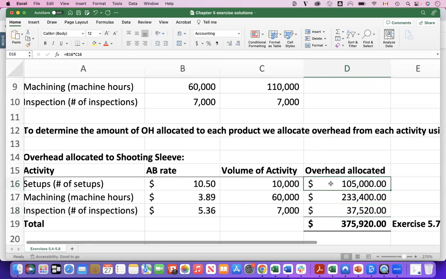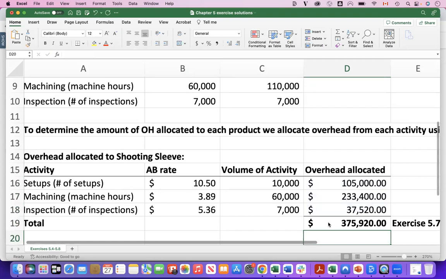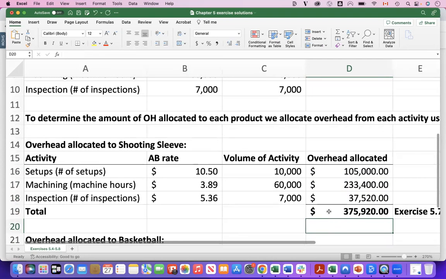So to figure out the total overhead allocated to the shooting sleeve, all we do is we add up all the overhead that was allocated from the 3 different activities. So setups, machining, and inspection. We add that all up. We are going to allocate to the shooting sleeve $375,920 in manufacturing overhead.